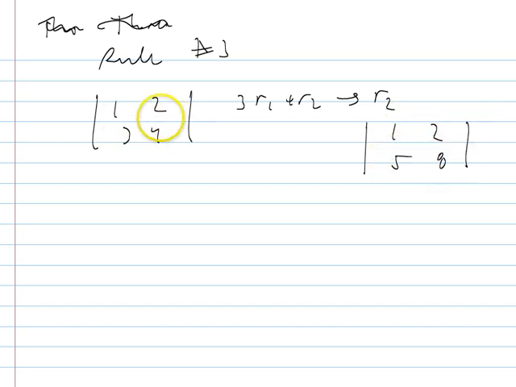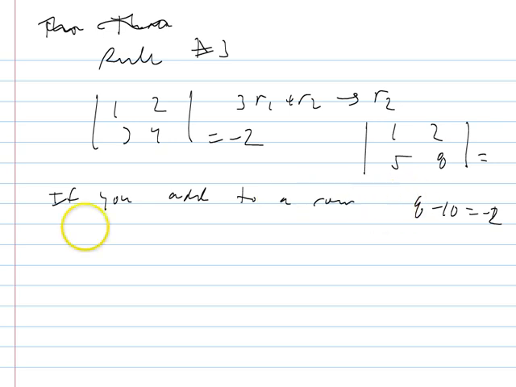Well, if you work out the original determinant, which is -2, and you work out the new determinant, you'll notice it becomes 8 minus 10, which is also -2. So the third rule for determinants is if you do row operation number 3, the determinant remains unchanged. So if you add to a row a multiple of another row, the determinant does not change.